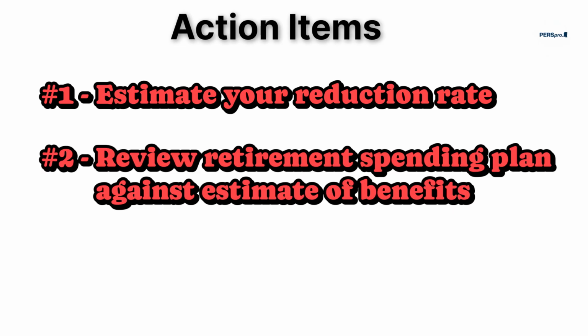2. Review retirement spending plan against estimate of benefits. After receiving your estimate of benefits, compare option 1 monthly benefit amount to your monthly spending plan. If you have a spouse, make sure your surviving spouse has enough of their own retirement income to live off of should you pass early.